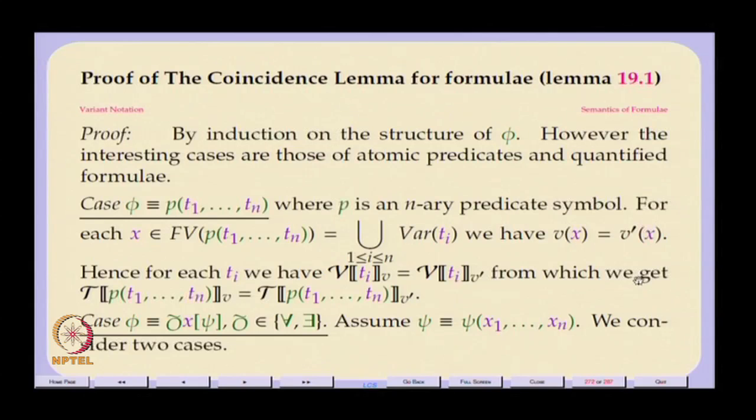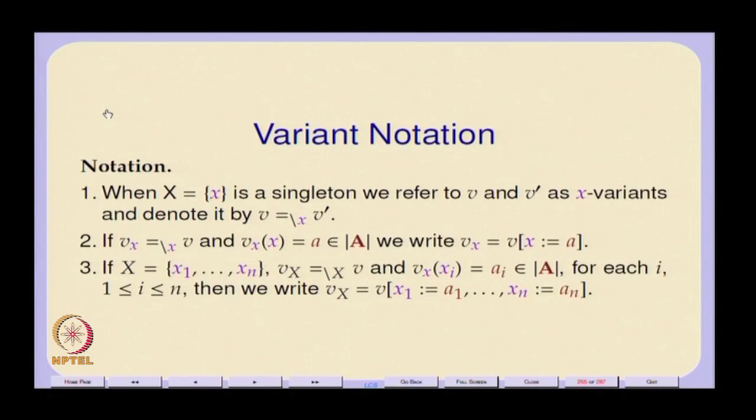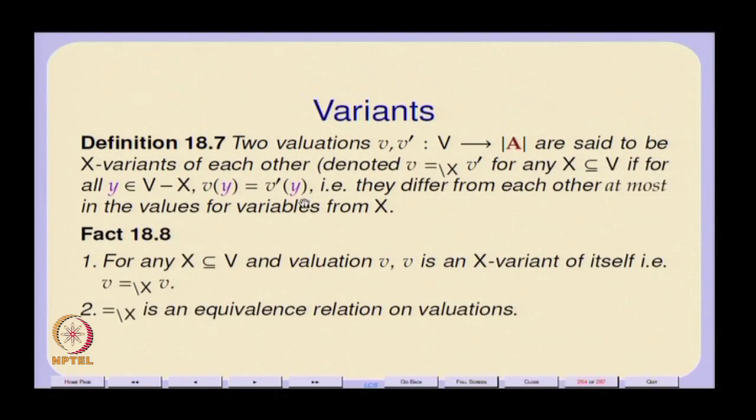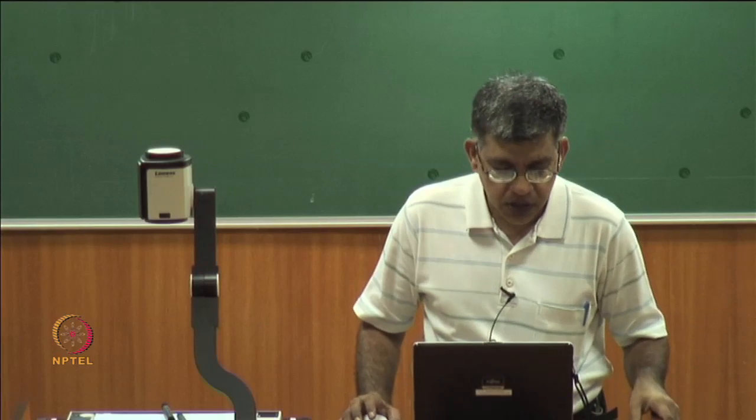So, this brings us to an actual proof, which requires some kind of extension of the notion of a variant. We had this notion of an x variant, where x is some subset of the variables. So, v and v prime are x variants if for every variable other than the variables in x, they have the same values, right.